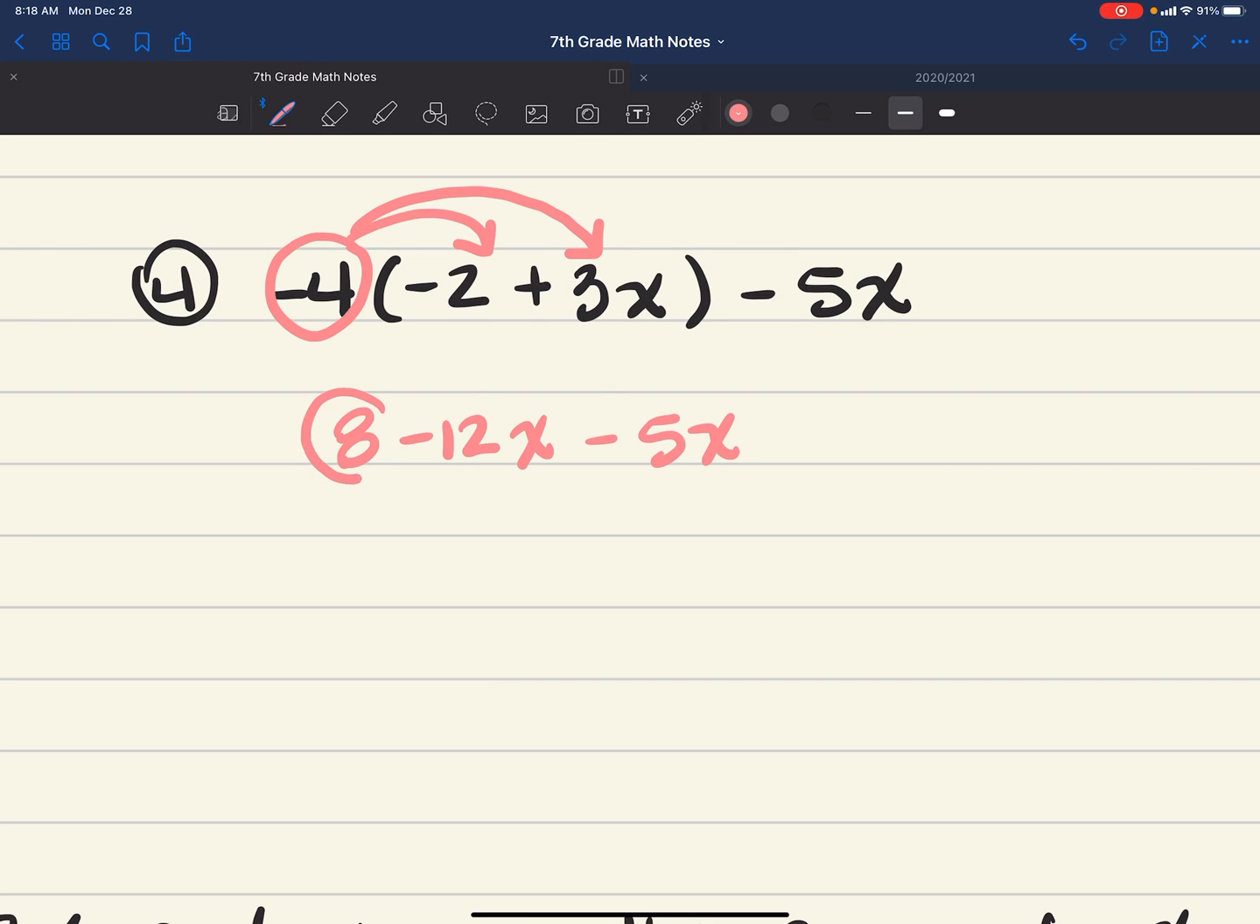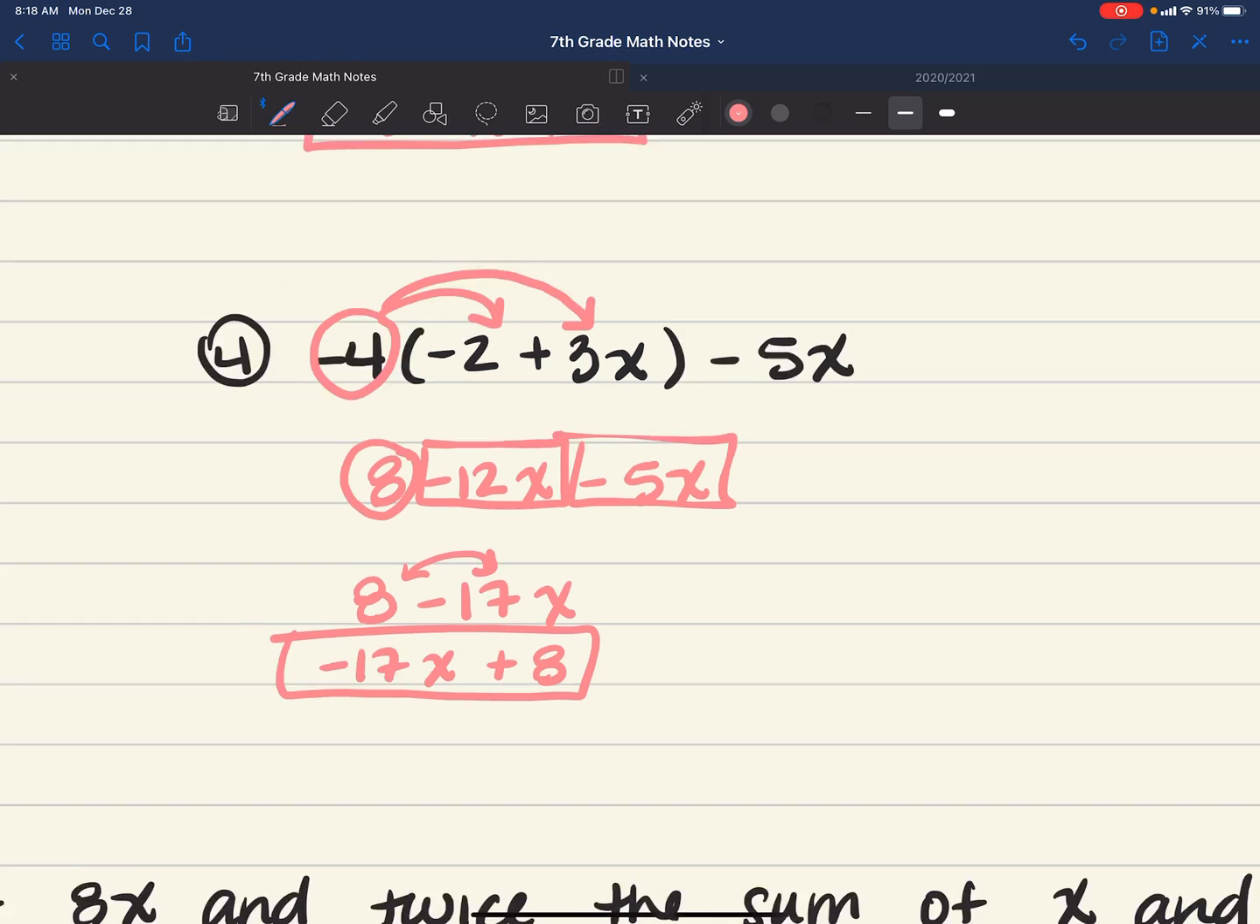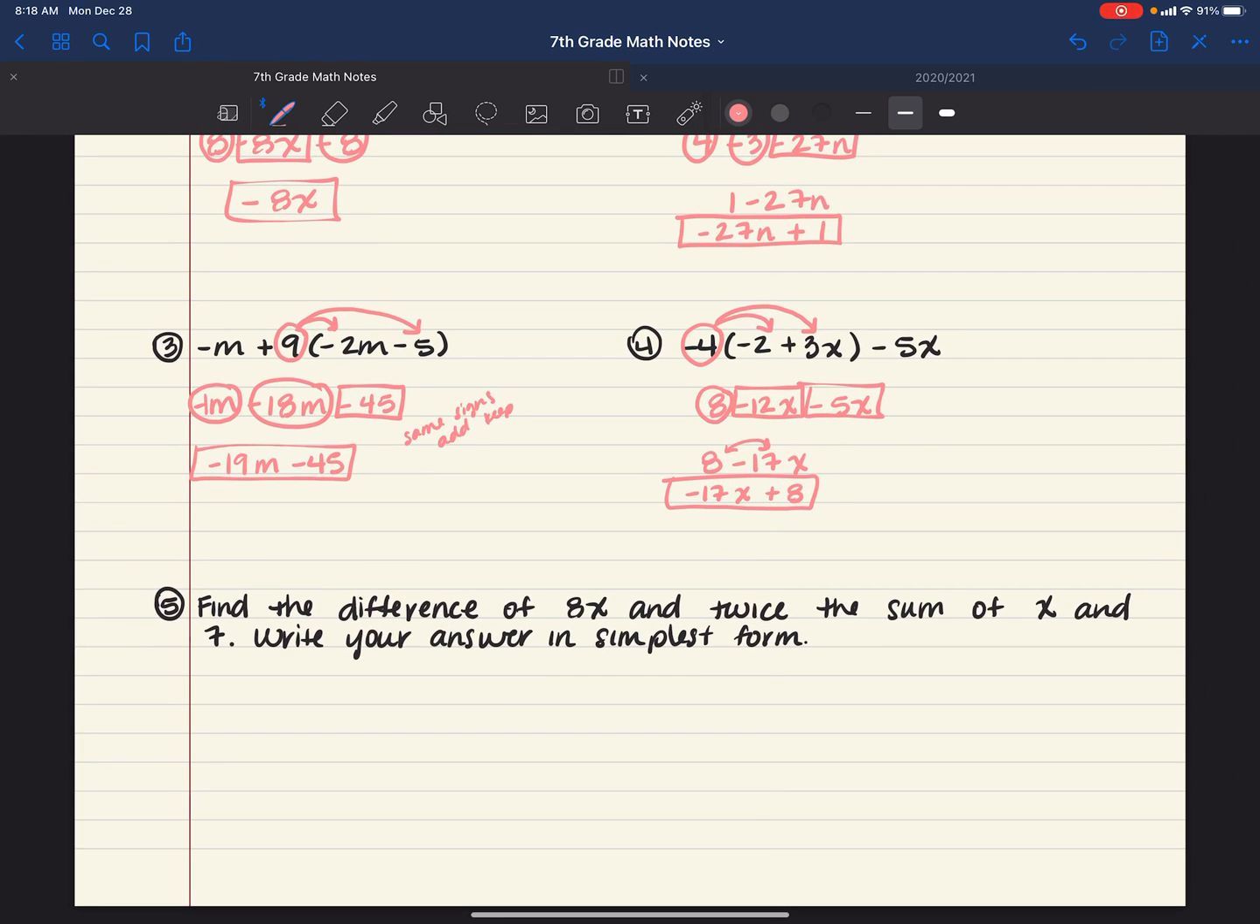So I only have one constant, and I have 2 terms that have a variable x with an exponent of 1. So let's bring down that 8. Negative 12 minus 5, same signs, add and keep. That comes out to a negative 17x. But let's switch these 2 around. So my term with the variable is first. Negative 17x plus 8. That's it, fully simplified.